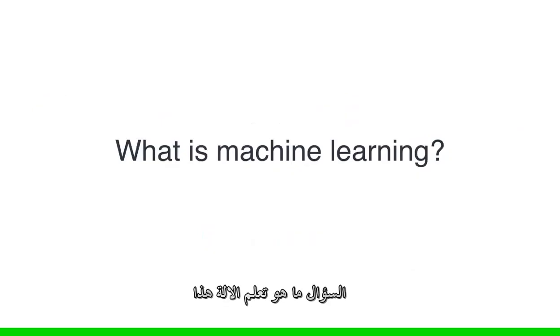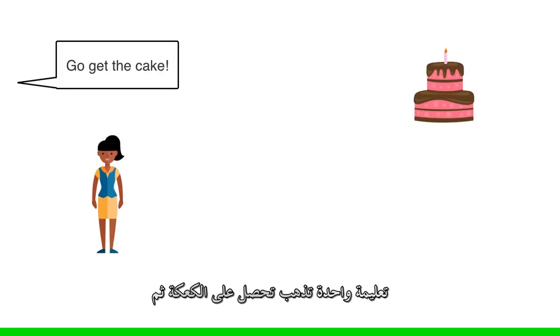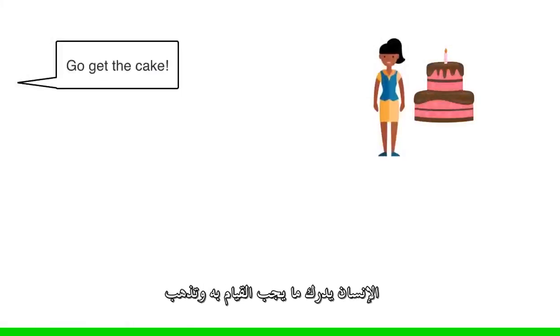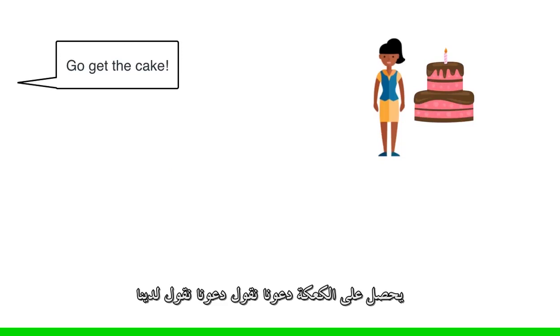So let's start with a question. What is machine learning? This is the question we're going to answer now. So let's start with an example. We have a human and we have a cake, and our goal is to tell the human to get the cake. So we can do this very easily with one instruction. Go get the cake. Then the human realizes what to do. She goes and gets the cake.